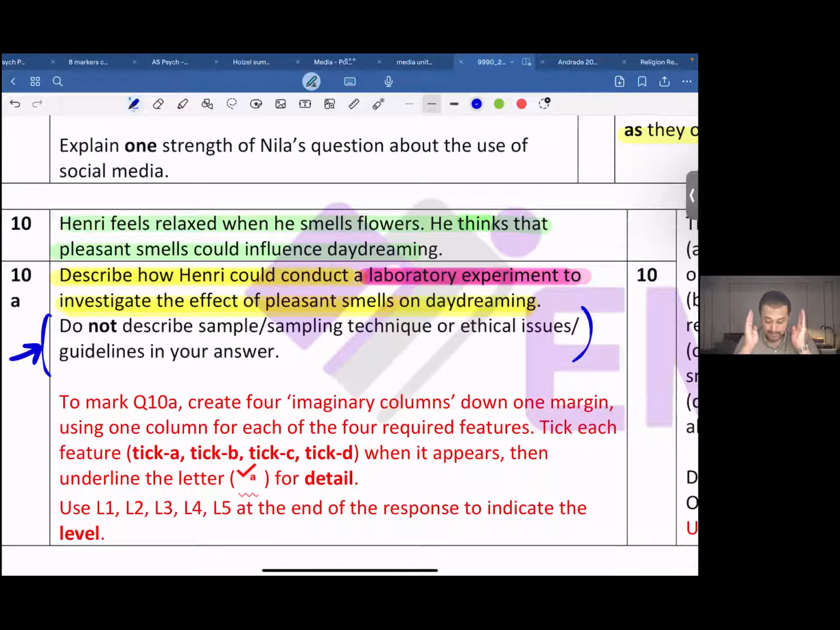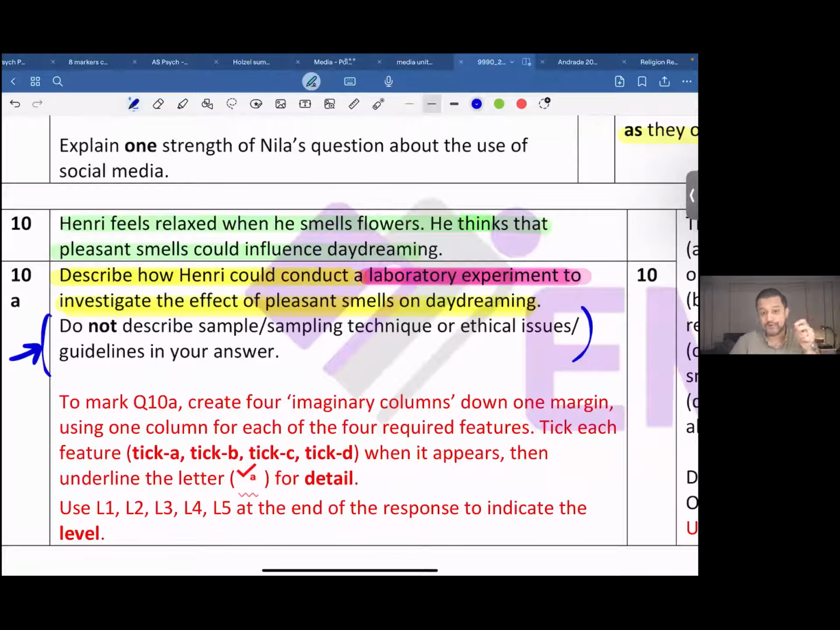Now, just pause this here and read through this question at least thrice. I hope you're all done reading through the question thoroughly.